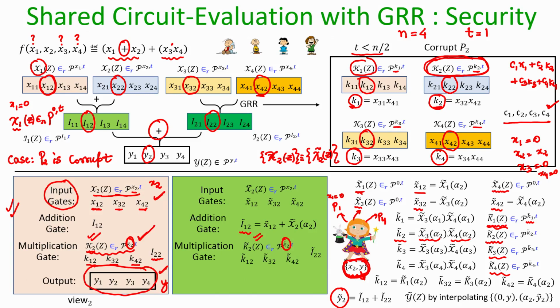Now altogether, how many points on the y sharing polynomial are available with the simulator? It already has t simulated shares corresponding to the t corrupt parties, and it also knows that (0, y) is a point on that polynomial. Together that fixes the y sharing polynomial, and once it is fixed, that automatically fixes the shares of y which the honest parties would have sent.